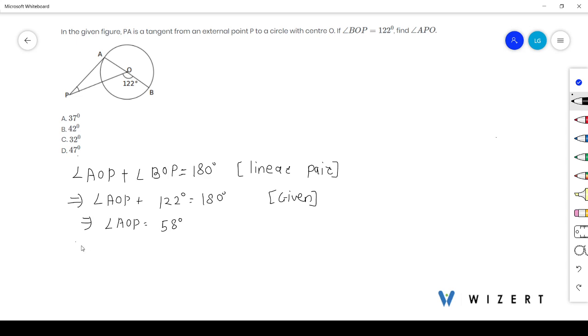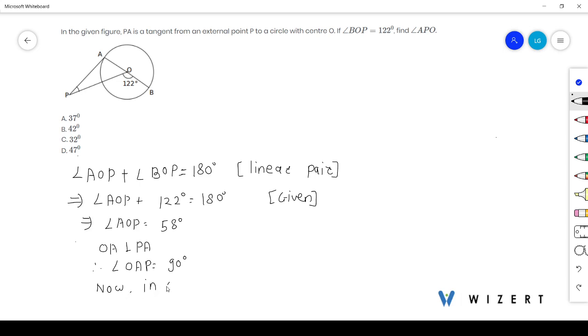Also here, a line drawn through the center to the point of contact, that is, this OA, is perpendicular to PA. Therefore angle OAP is a right angle, that is 90 degrees.